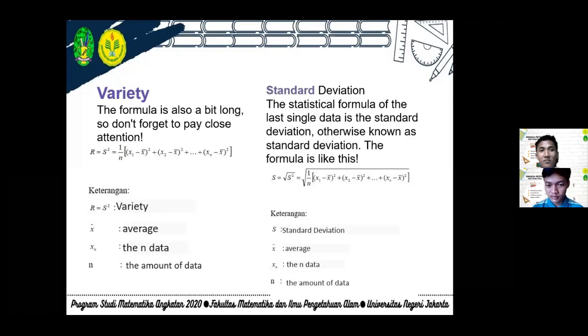Next is standard deviation. The last statistical formula for single data is standard deviation. The formula is like this. It's like variance, but with a square root.